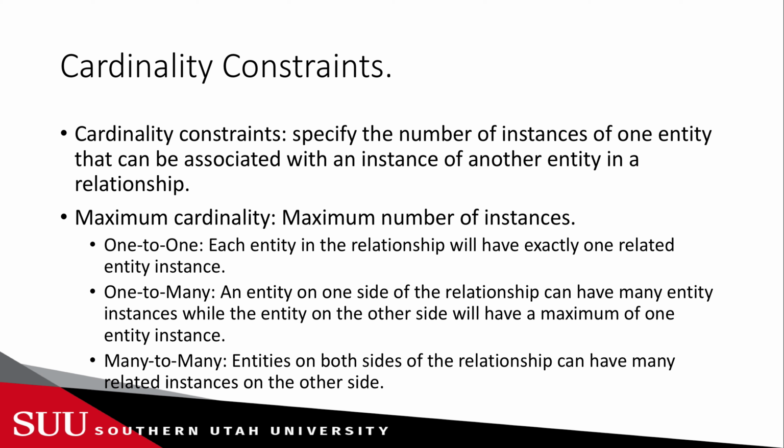On the other hand, one to many says that an entity instance on one side of the relationship can have many entity instances on the other side, while the many side will have only one instance. And the final case, a many to many relationship, means entities on both sides of the relationship can have many related instances on the other side.